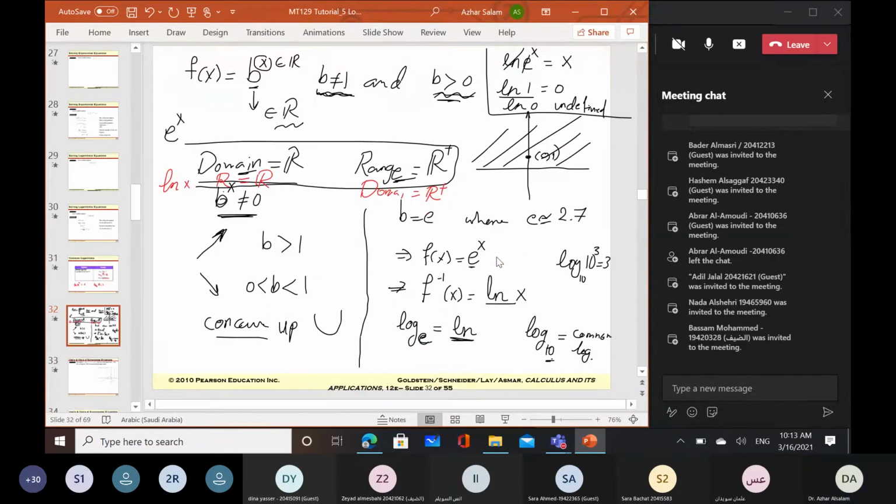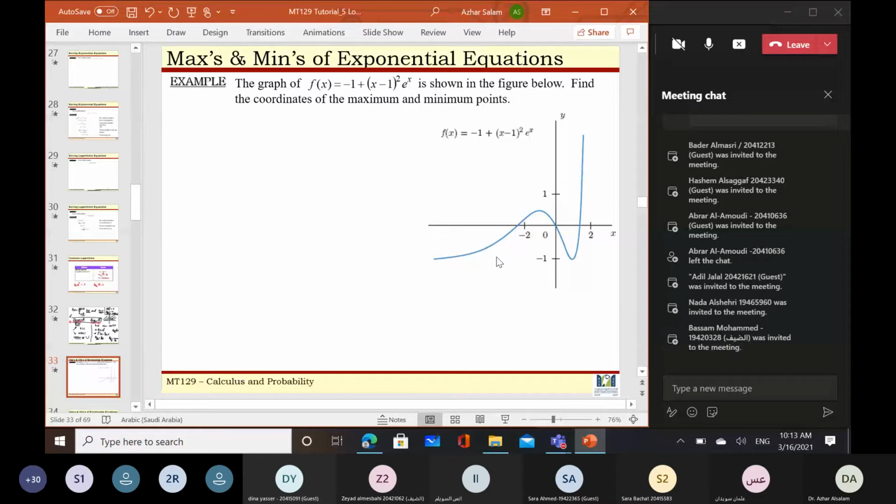So now, I will take this example. I will apply the maximum and minimum to find a maximum and minimum for the exponential function.